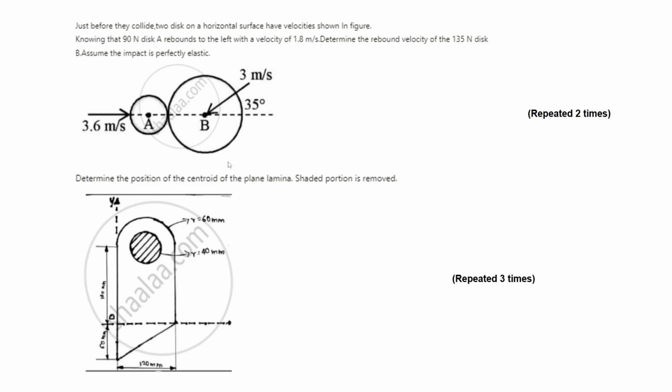The next question is of centroid, and this question is almost asked for 8 marks, and it is repeated 3 times. This question is asked in question number 2 or 3. It's almost easy, and you can solve it if you know the concept, or you can get the answer in the description.